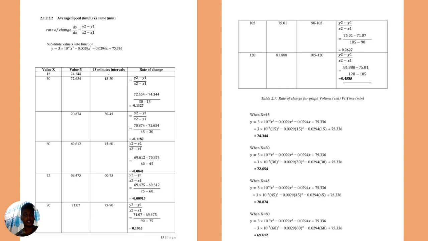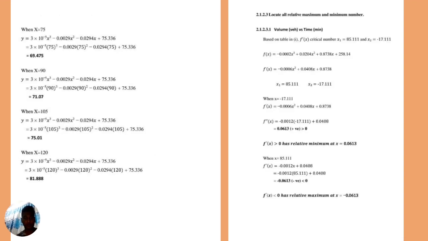This part is the same as volume versus time: you need to substitute the x value into the y equation, and then you'll get the answer for each 15-minute interval. Then, using y2 minus y1 over x2 minus x1, you'll get the rate of change. The same goes for all the x values, 15, 30, and then until 120.